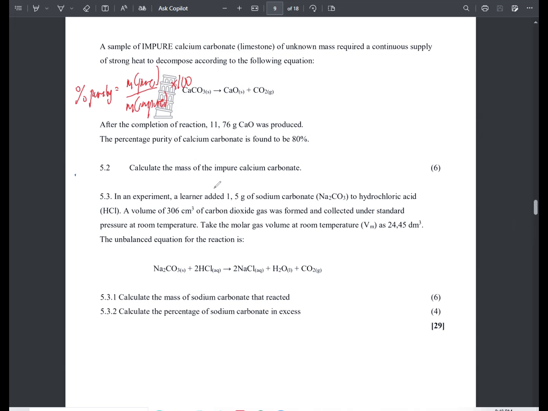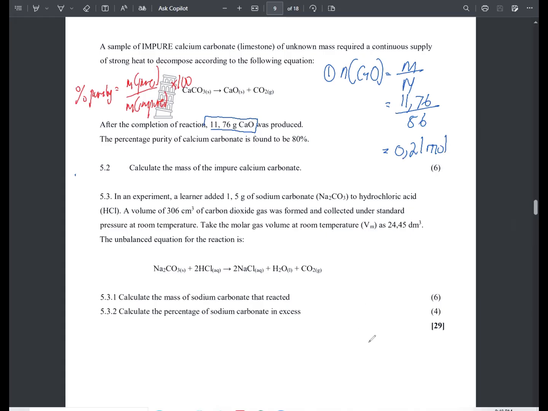Let's just follow our calculations the way we know how. So number one, after the completion of the reaction, 11.76 gram of calcium oxide was produced. This is where we're going to start. Step number one, we know it is always to calculate the what? The number of moles, right? So number of moles of calcium oxide, we're going to say mass over the molar mass, which is 11.76 over calcium is 40, so 40 plus 16, that will give us 56. And then 11.76 divided by 56, this will give us 0.21 mole.